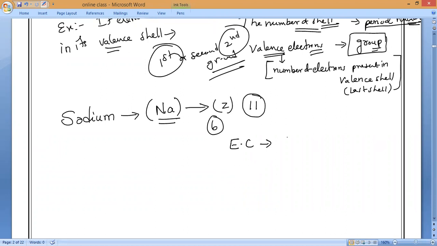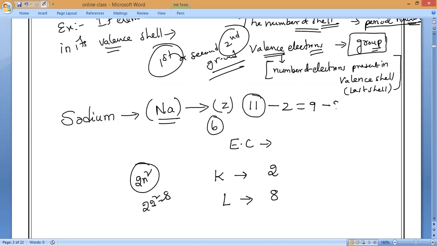Let us see. The first shell, the K shell: how many electrons can fill at maximum? 2 electrons. Next, the L shell: maximum how many can fill? 2 into 2 squared, 8 electrons. So 11 minus 2 is 9, and 9 minus 8 is 1. The M shell can fill 18, but how many do we have? Only 1.